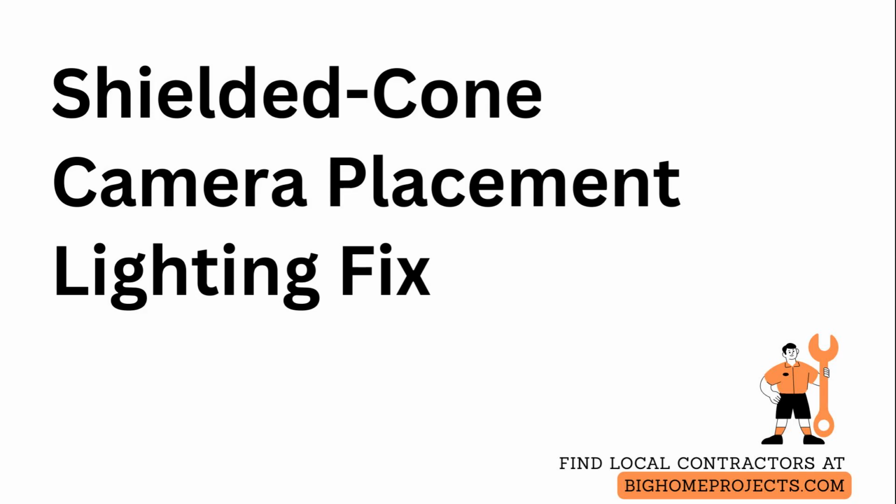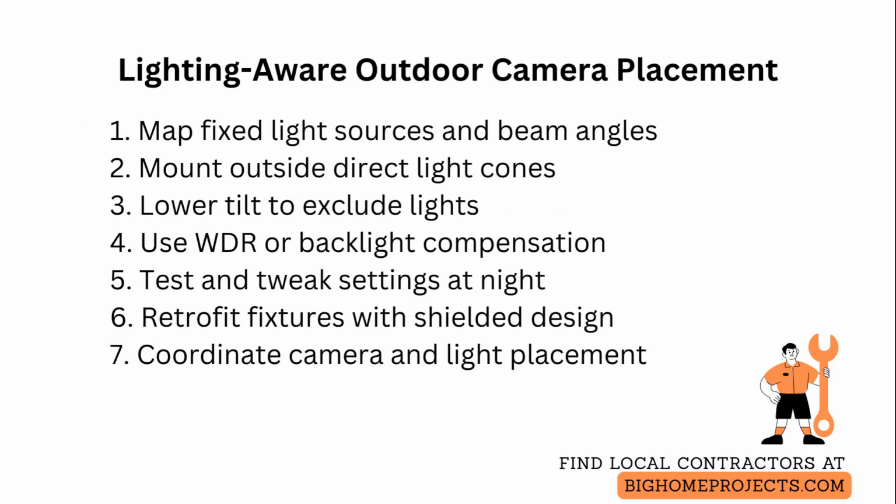Place security cameras so bright outdoor lights do not point directly into the lens and wash out important details. When positioning an outdoor camera, first map every fixed light source and note the beam angles and typical night direction, because lights aimed toward a camera will create flare and silhouette subjects. Choose mounting points that put the camera just outside the direct cone of each fixture and lower the camera tilt so the light is outside the captured field while still covering entry paths.